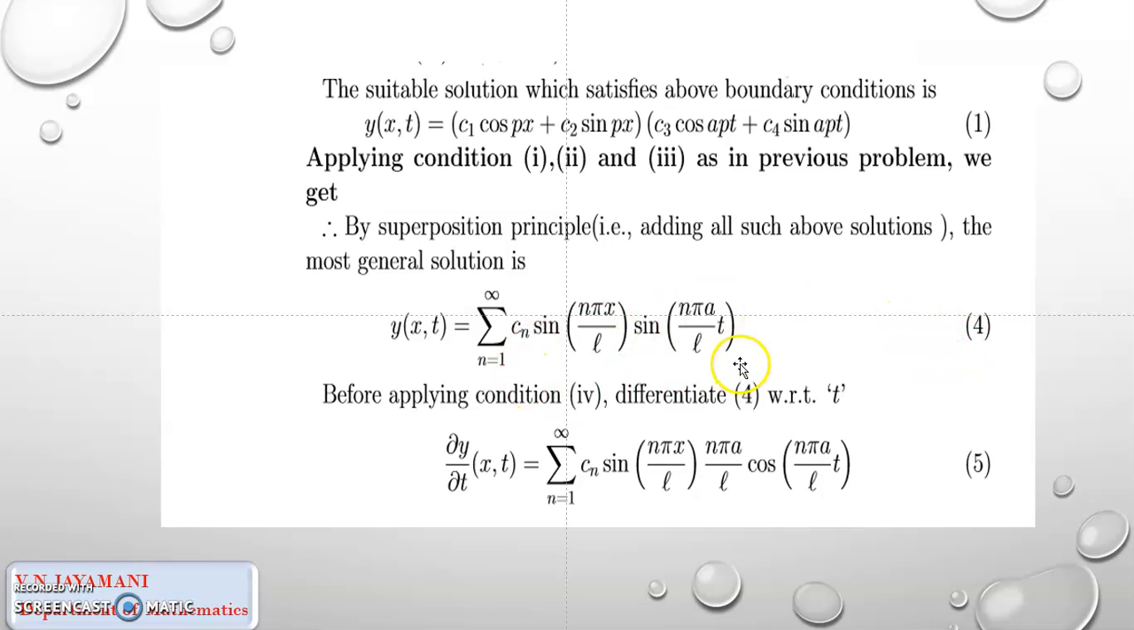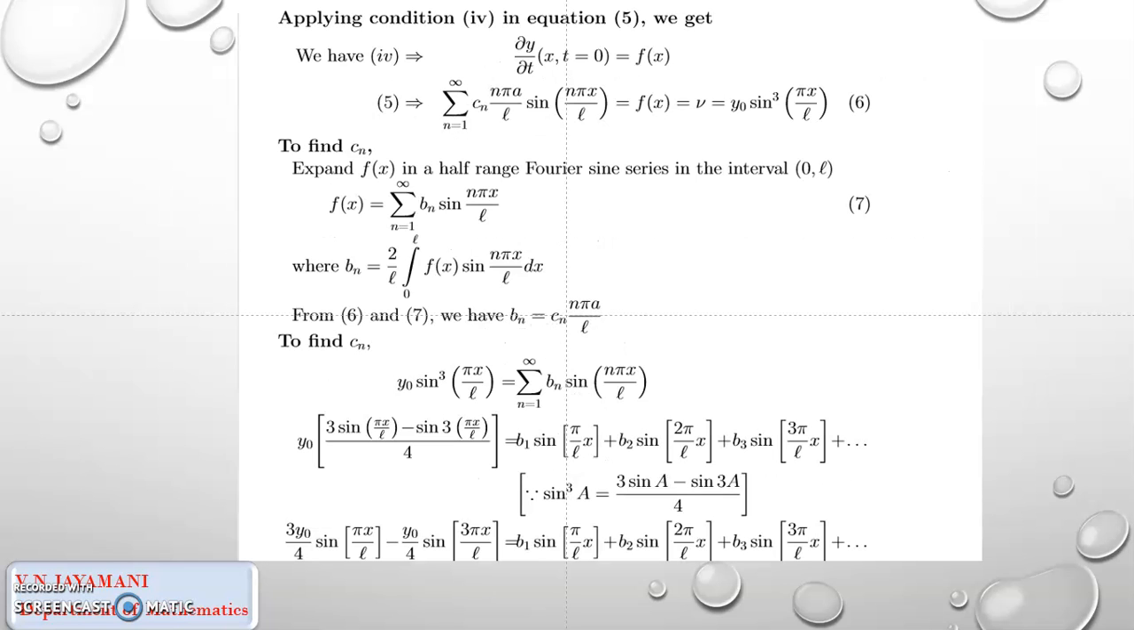Before applying the fourth condition, we need to differentiate this equation 4 with respect to t. This term we keep as it is and only differentiate this term, so cos n pi at by L into n pi a by L. Next we apply condition number 4: dou y by dou t of x comma 0 is equal to f of x. So summation n is equal to 1 to infinity Cn n pi a by L into sin n pi x by L is equal to y naught sin cube pi x by L.